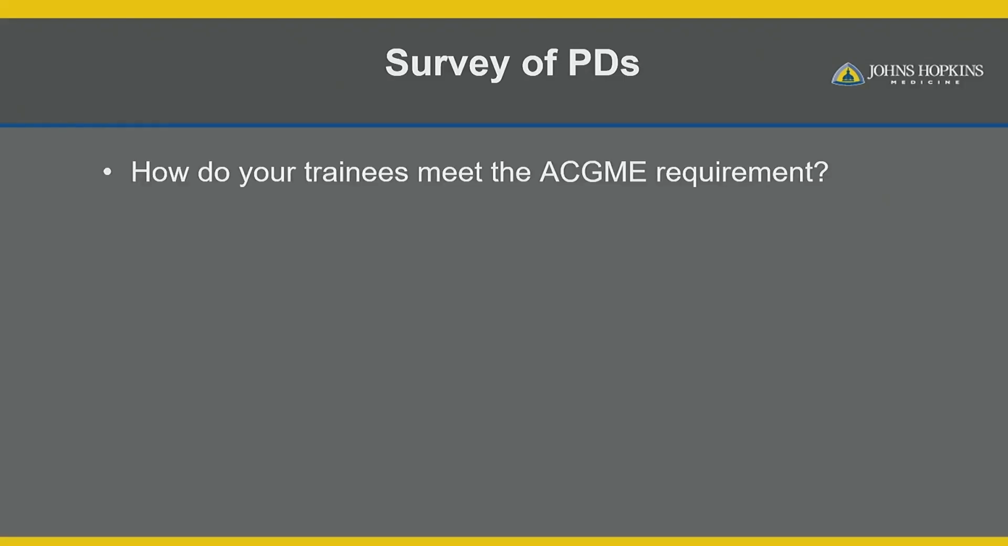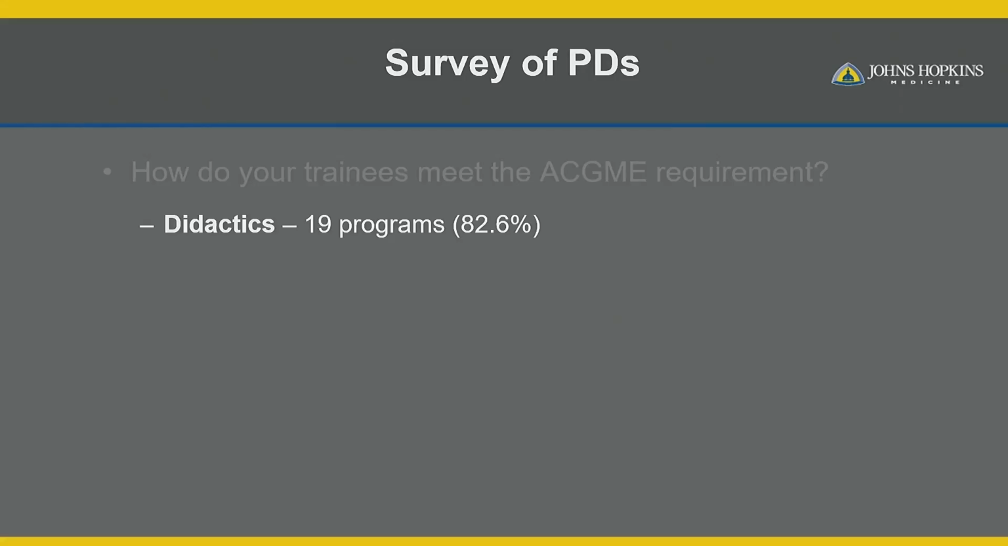So the first question was, how do your trainees meet the ACGME requirement? You could answer more than one, but didactics are a very common one. And this means, for example, you might have a series of online lectures that the residents do. And in theory, that could be it. I told you that requirement is really broad. So it could be that's it. They do the online modules, and that's it. They're done with their QI requirement.